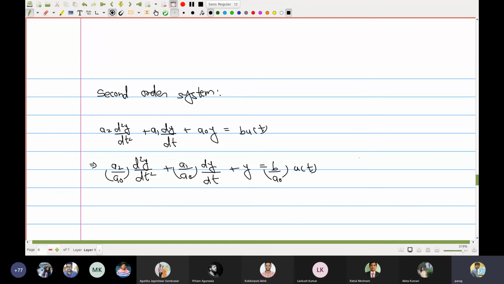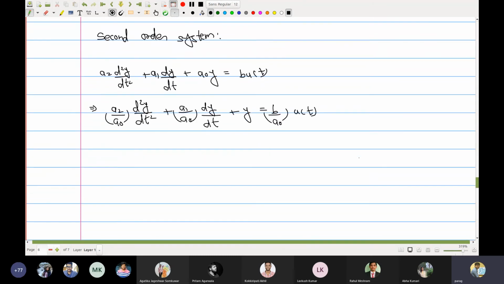Right? And now, as we defined time constant and gain in the previous case, we have certain standard quantities, and we define a2 by a0 as tau squared, where tau is called the natural period of oscillation.